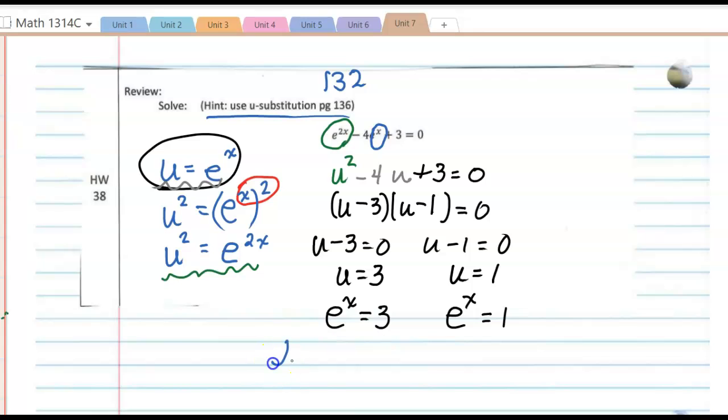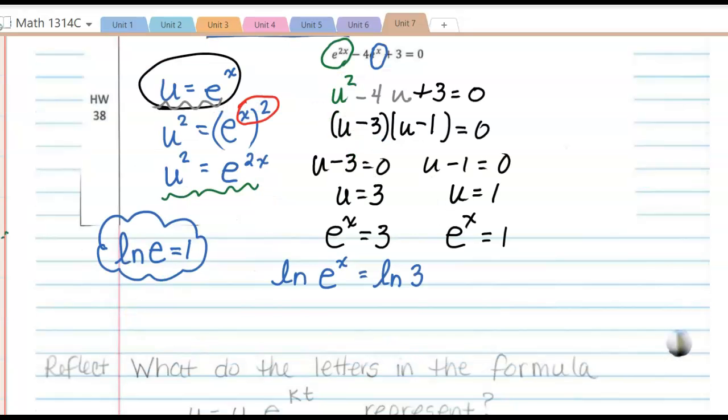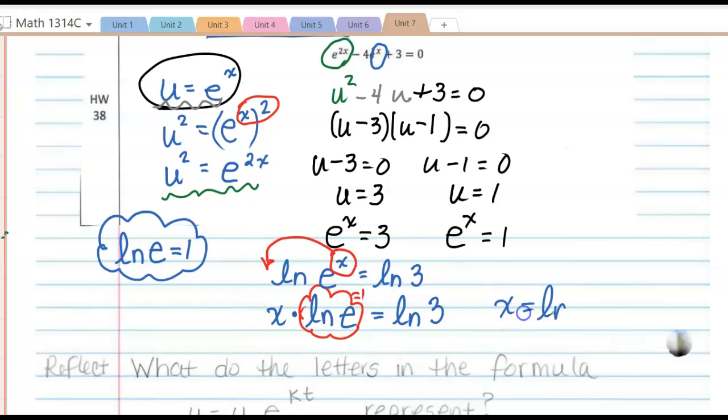In this case, I'm going to take the natural log of e to the x is equal to the natural log of 3. The reason why I'm taking the natural log is because we're going to use the fact that the natural log of e is equal to 1. Now I'm using the third property of logs in which I bring my exponent to the front. Now I have x times the natural log of e is equal to the natural log of 3. Because I know natural log of e is equal to 1, now I have found that x is equal to the natural log of 3.